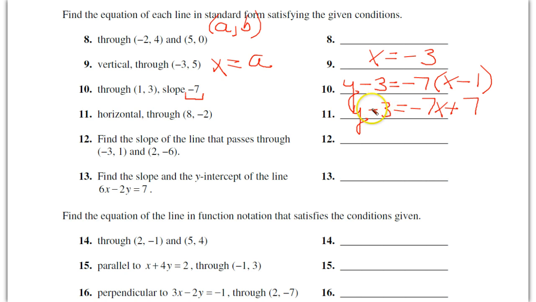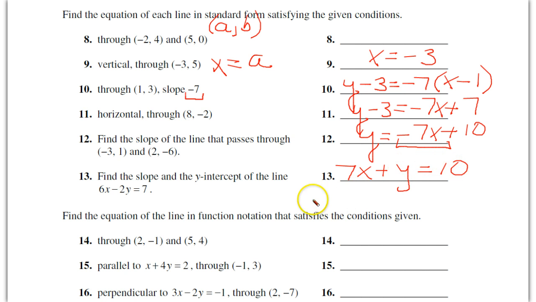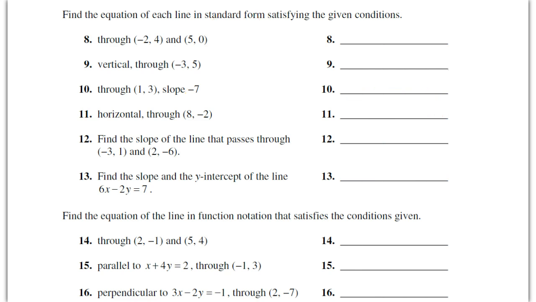Now I'm going to move this to the other side by adding 3 to both sides. I get y equals a negative 7x plus 10. Now to put this in standard form, I take this x term, bring that to the other side as a positive. And that should be our answer, and it checks out. All right, again, if you want to pause it as you get to work on the next one.